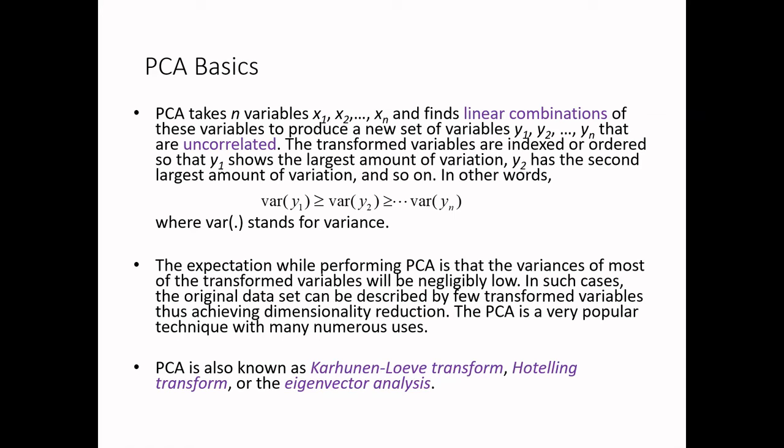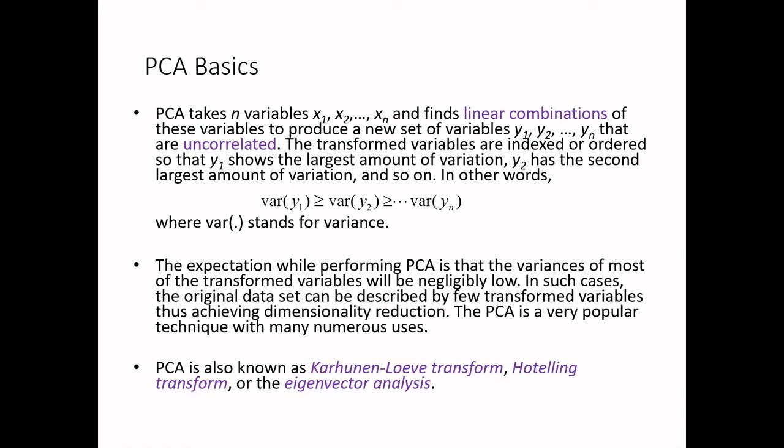And while it is doing this transformation, it ensures that these new variables are uncorrelated with each other. So any correlation that exists among the original features is removed through the transformation when you are defining your new variables or new features. And of course, these new features y1, y2 up to yn typically are indexed in such a way that y1 shows the largest amount of variation.